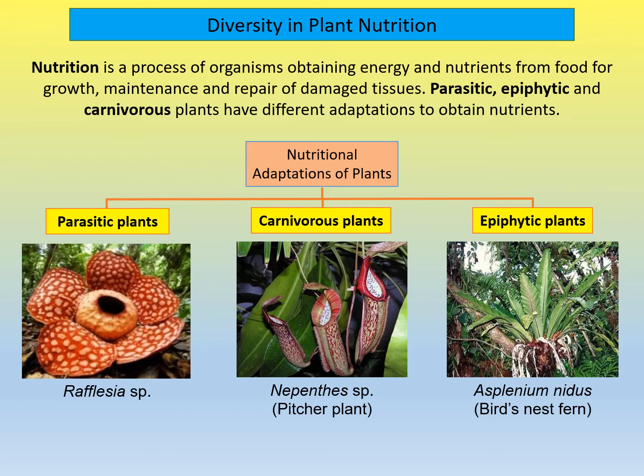Nutrition is a process of organism obtaining energy and nutrient from foods for growth, maintenance, and repair of damaged tissue. Parasitic, epiphytic, and carnivorous plants have different adaptations to obtain nutrients. There are three types of nutritional adaptations of plants: parasitic plants, carnivorous plants, and epiphytic plants. An example of parasitic plants is Rafflesia. Carnivorous plants: Nepenthes or pitcher plants. Epiphytic plant: Asplenium nidus or bird nest ferns.